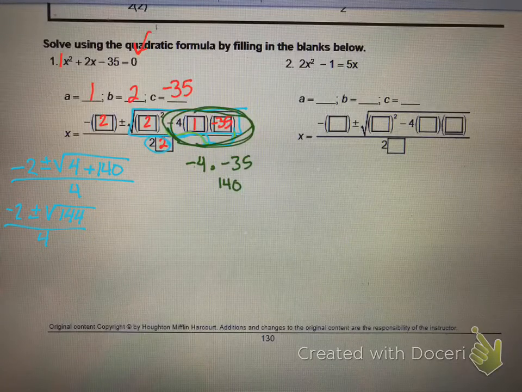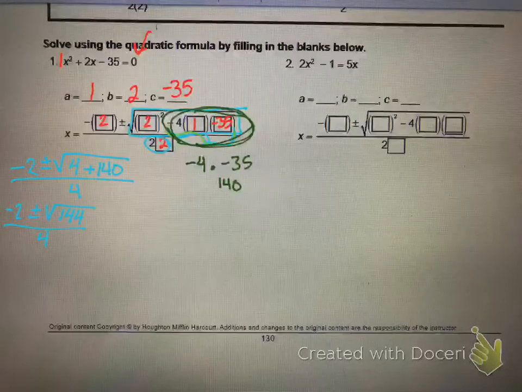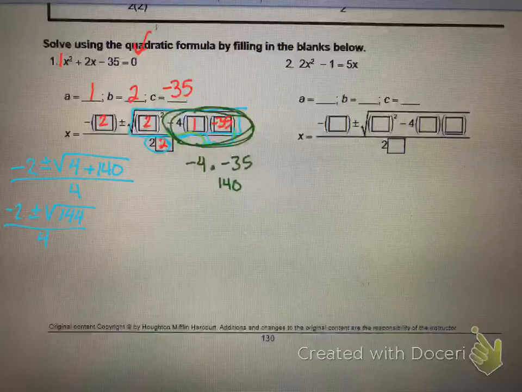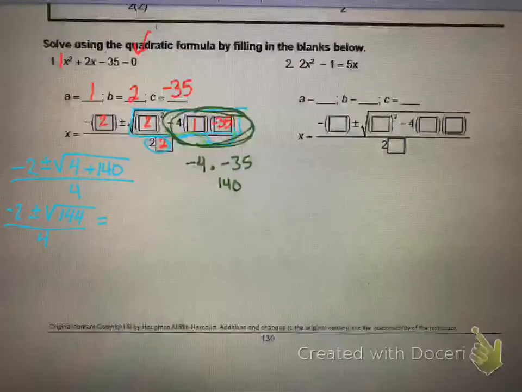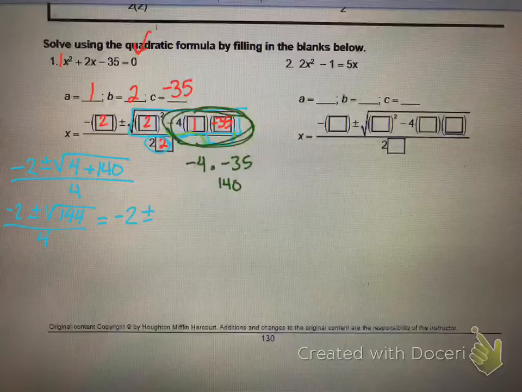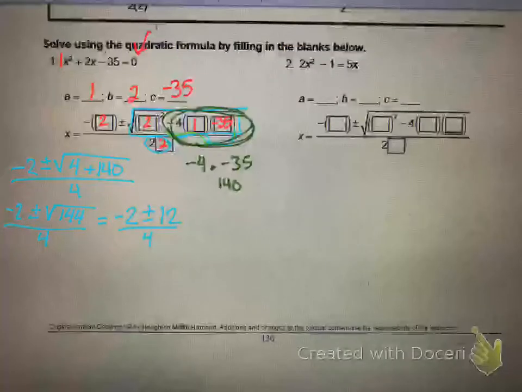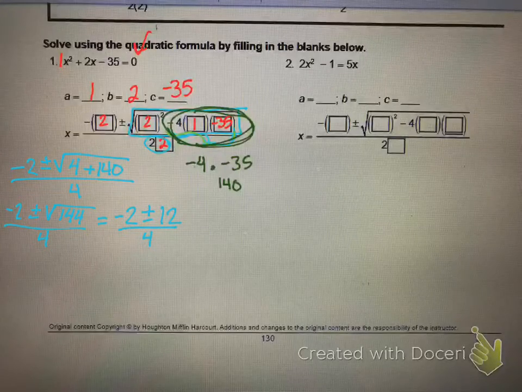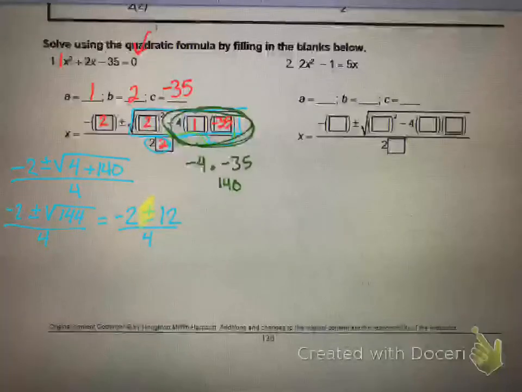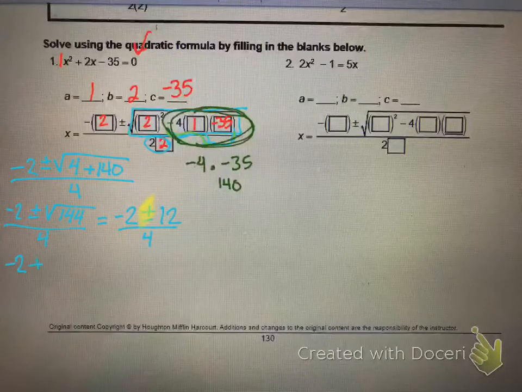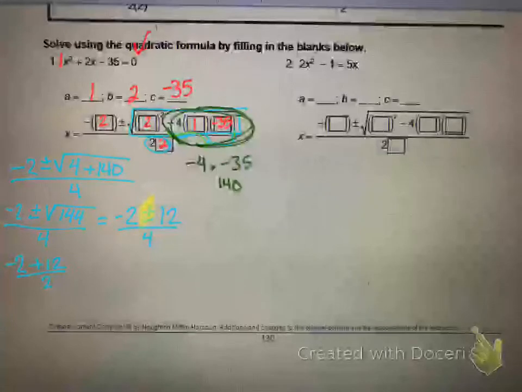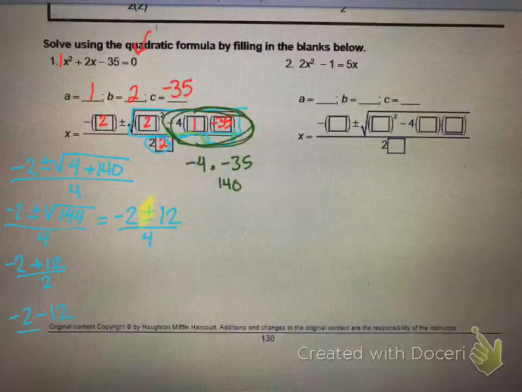Continue simplifying that square root, and I know 144 is a perfect square. If you're not sure how to do that on your calculator or your phone, whatever you're using, you want to hit the square root button and 144, and you'll see it is equal to 12. So I have negative 2 plus or minus 12 all over 4. So remember, the plus or minus sign right here, that tells me there are two different answers, so make sure you're writing out both answers. So we have negative 2 plus 12 divided by 2, and negative 2 minus 12 divided by 2.